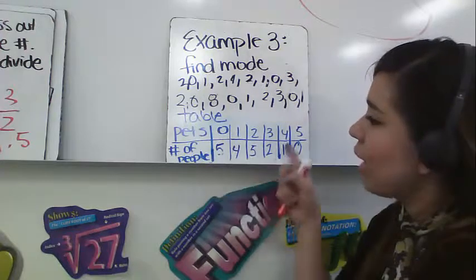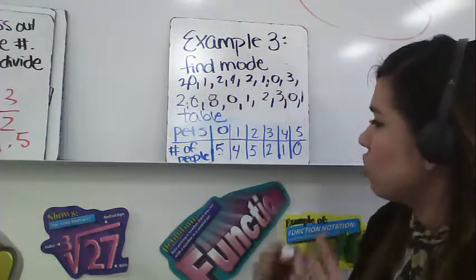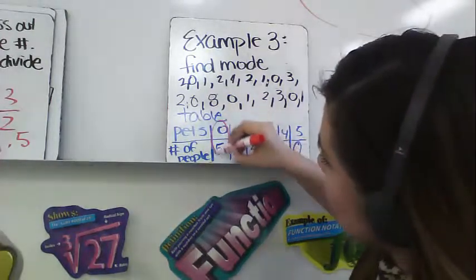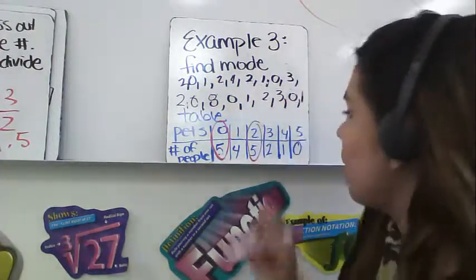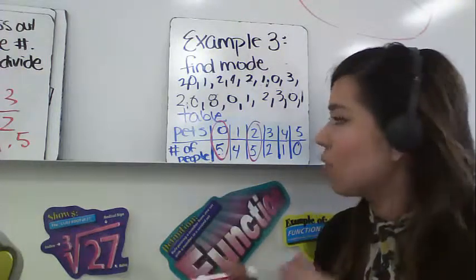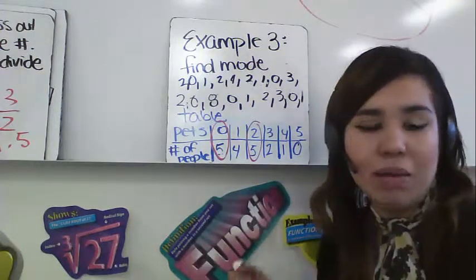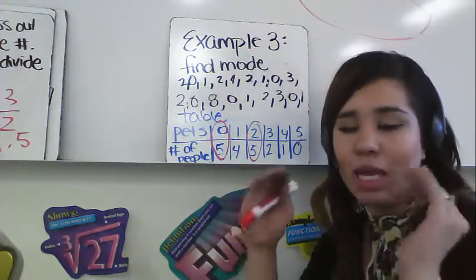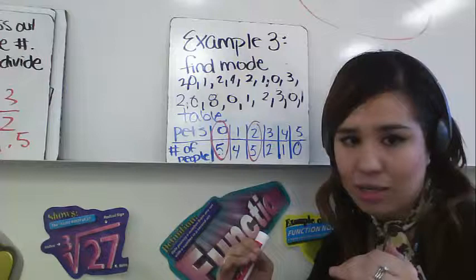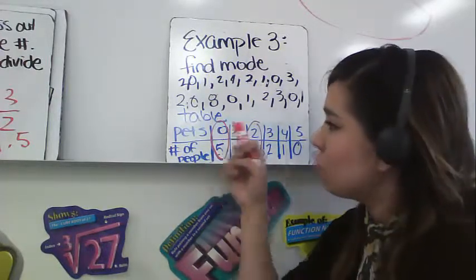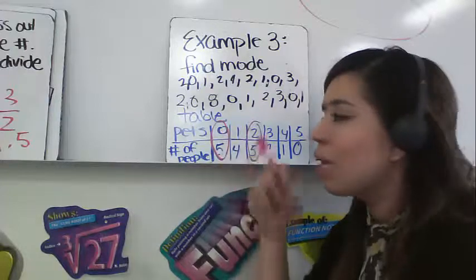So from here, I can automatically see which one showed up the most. I have 2 modes here, 0 and 2, because they both have 5. So it's a tie. Those 2 are called my mode. And you can have as many modes as you need if they tie. So if 2 things equal the same amount of people that said that, you can have as many modes. In this case, I have 2 modes, which are 0 and 2.